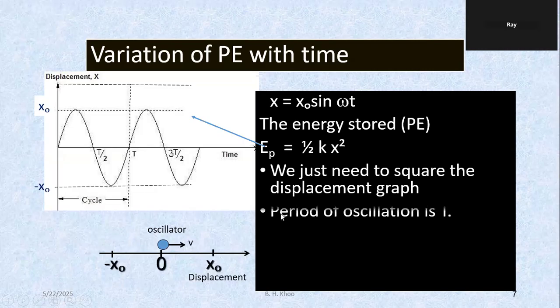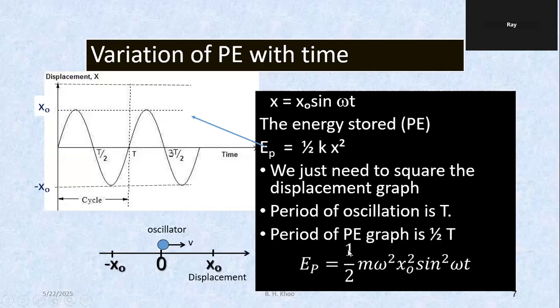We just need to square the displacement time graph. This is a period of the displacement time graph. So if you want to write the actual formula, that's the actual formula. Right? You square this one. So that's how the graph looks like. For minimum, this is the period of the potential energy graph. It's half the period of the displacement time graph.